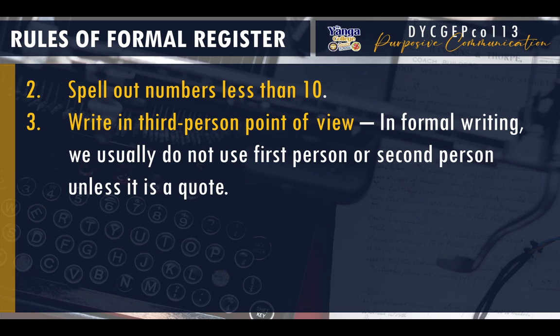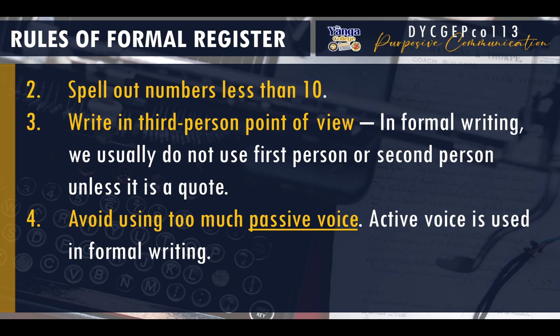Meaning to say, you're going to refrain from using pronouns like I, me, my, mine, kasi first person point of view yun, or the pronoun you, which is a second person point of view. Fourth rule, avoid using too much passive voice. Active voice is used in formal writing kasi nga formal register. Okay? So we need to follow the formal writing rules.